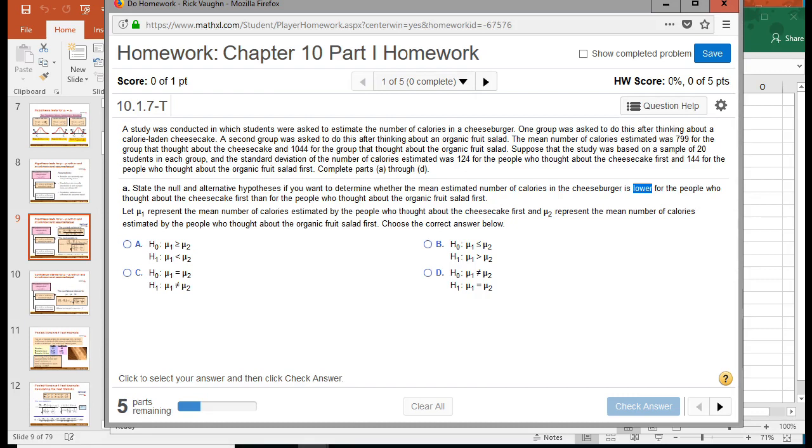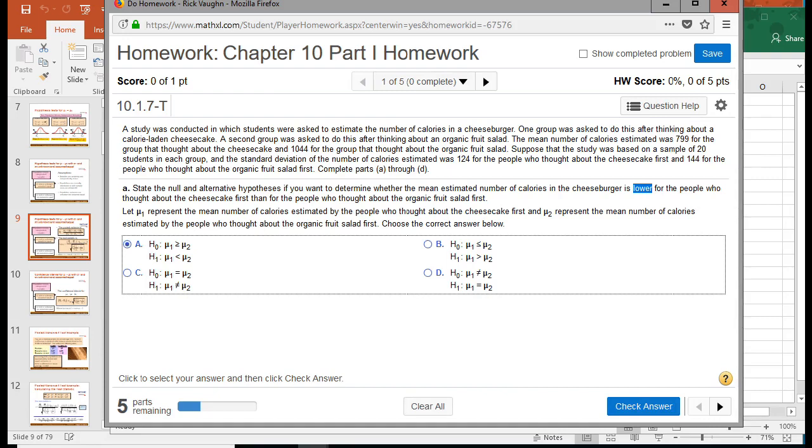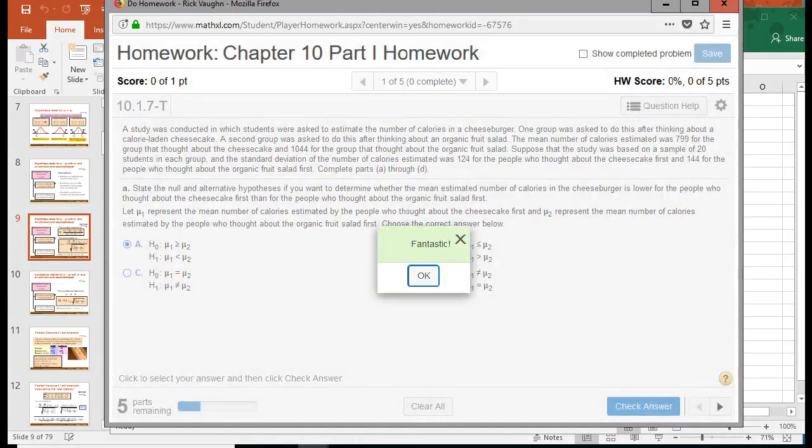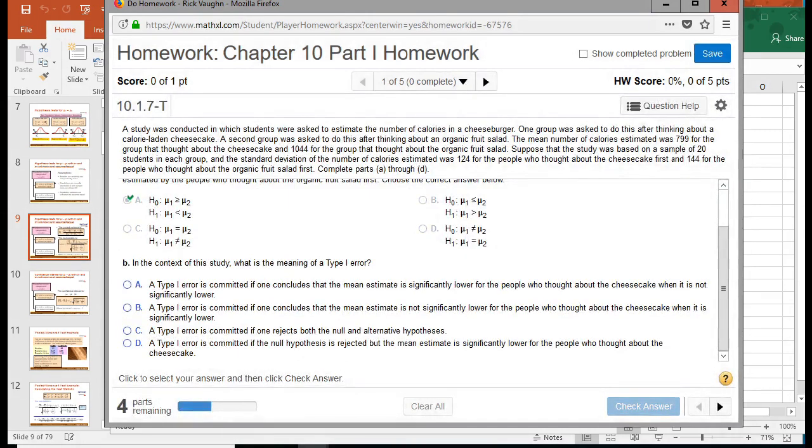We are doing a one-tailed test because it says lower, and so we can rule out C and D. Now I'm going to look at the alternative: mu1 is less than mu2. And then the null hypothesis is the opposite side. I think it's A here. Fantastic. All right, now we're going to go on to part B.